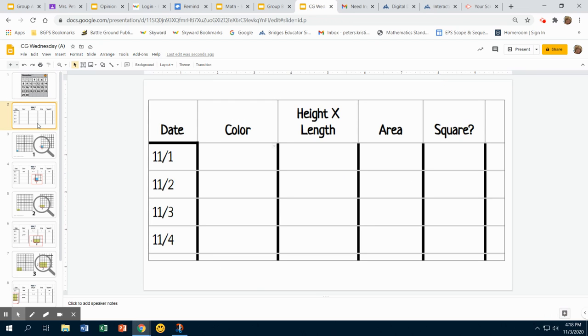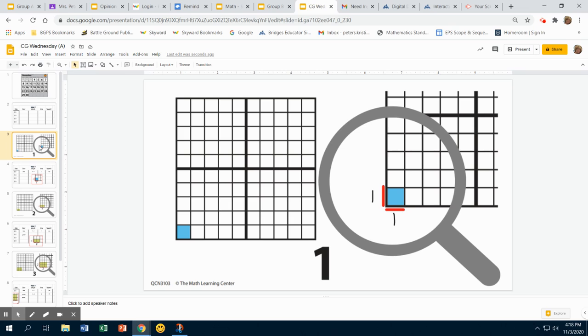And then we have a chart that we're going to be filling in. On that chart, for each day, we're going to be filling in the date. We're going to be recording what color the figure is on the grid, the height and the length of the figure, and the area of the figure. And then we're going to decide, is it a square? So let's go through it together and take a look at the first pieces that we've had.